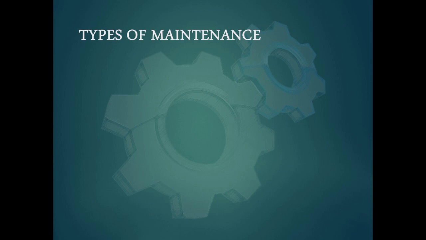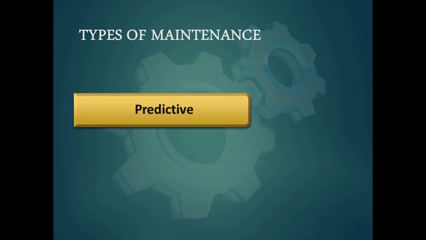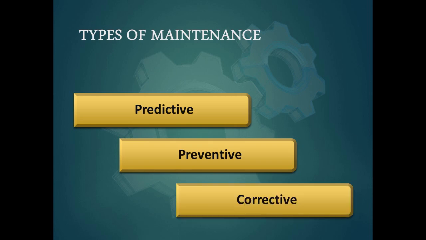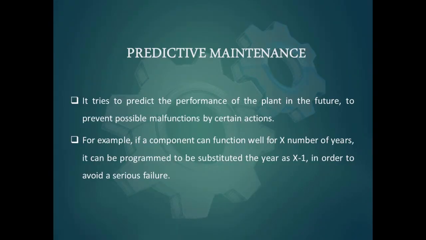There are three types of maintenance: predictive, preventive, and corrective. Predictive maintenance tries to predict the performance of the plant in the future to prevent possible malfunctions by certain actions. For example, if a component can function well for X number of years, it can be programmed to substitute the years as X minus 1 in order to avoid a serious failure.